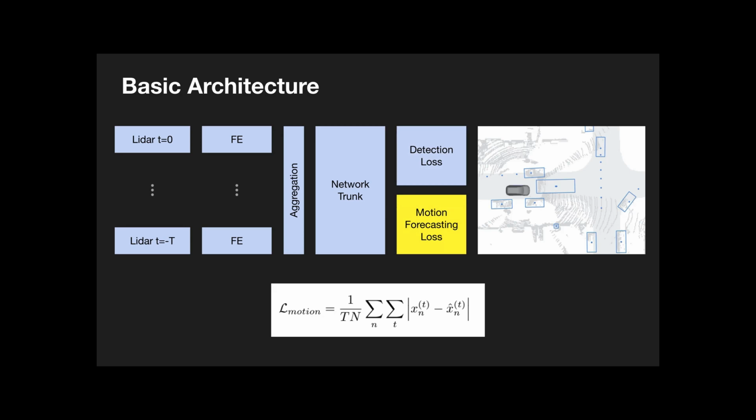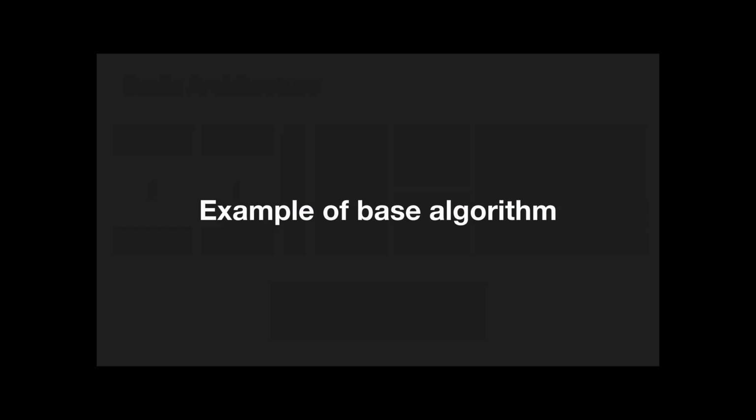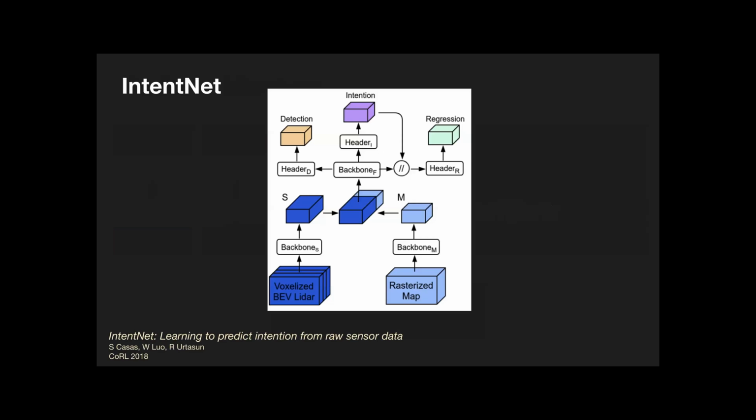This architecture, given a history of LiDAR points, is now able to extract the information within the picture on the right. That is, all the objects in the scene and their future motion states. So now let's see a base architecture that solves this problem. I'd like to start with IntentNet, which was published in 2018.